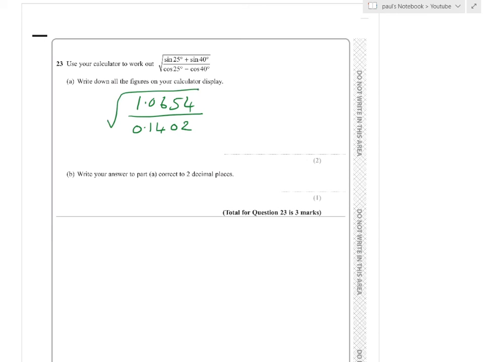And then I've got to square root that, yeah. So 1.0654 divided by 0.1402 equals some mad thing, yeah? And then do square root of that. And that gives me 2.7566. Write your answer to part A correct to 2 decimal places. 2.76, I'll give that.